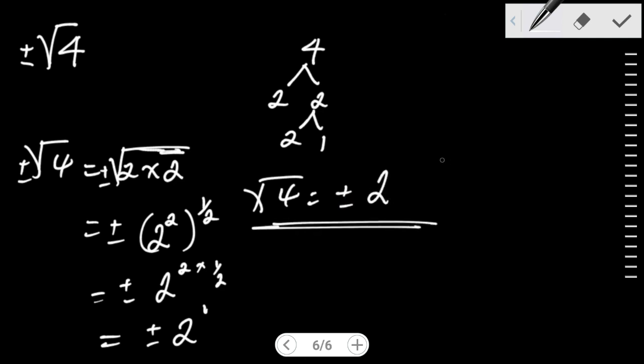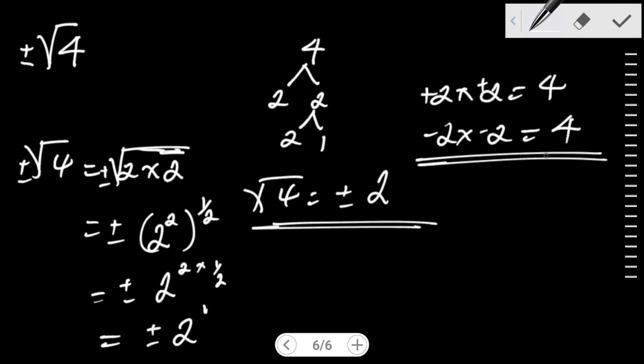Now, for it being positive or minus, a positive 2 times a positive 2 would be equal to 4 still, and negative 2 times negative 2 would be 4 still. So either way it brings out the same thing. Now let's try another example. Now let's determine the square root of 9.